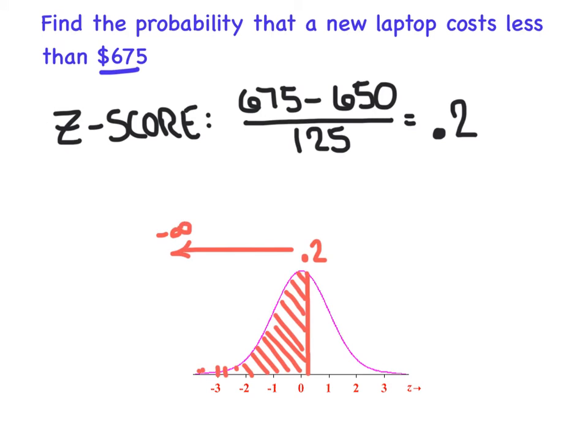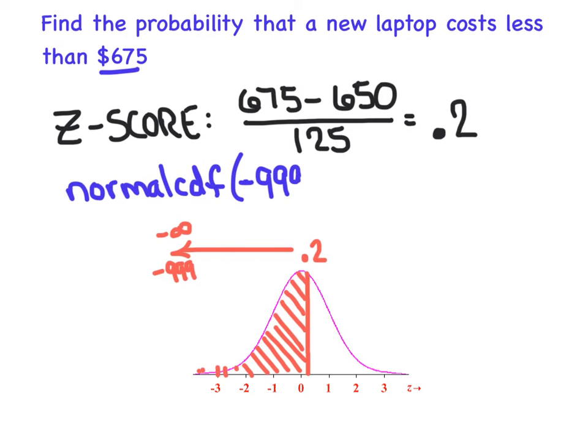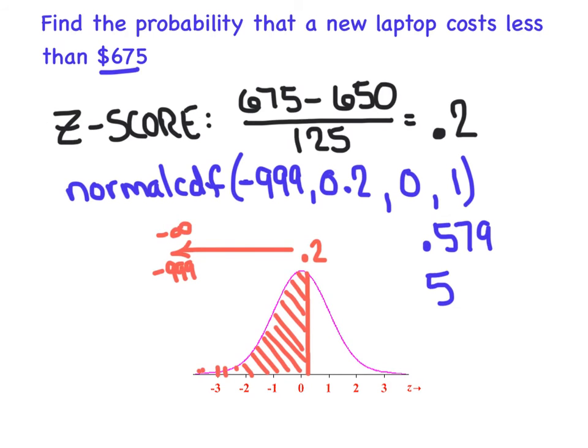Now, as far as finding that probability, remember, we're going from 0.2 and we're extending all the way to negative infinity, which is negative 999 for us. And if I type that in, I'll go right here. Normal CDF, the lower z-score of negative 999, the upper z-score of 0.2, mean, standard deviation. And when I hit enter, I got an area of 0.579, which translates to a probability of 57.9% chance that a new laptop costs less than $675.